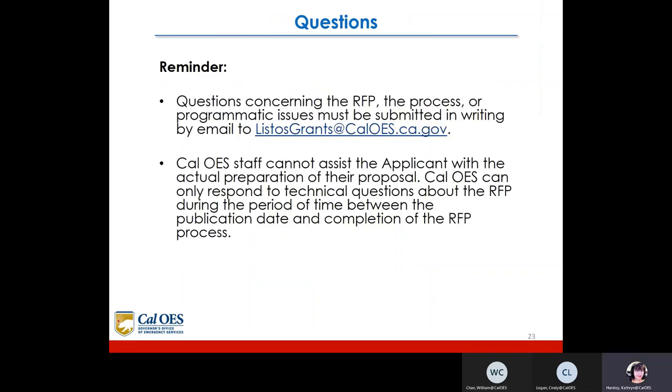Questions concerning the RFP, the process, or the programmatic issues must be submitted in writing by email to listosgrants@caloes.ca.gov. CalOES staff cannot assist the applicant with actual preparation of their proposal. CalOES can only respond to technical questions about the RFP during the period of time between the publication date and completion of the RFP process.